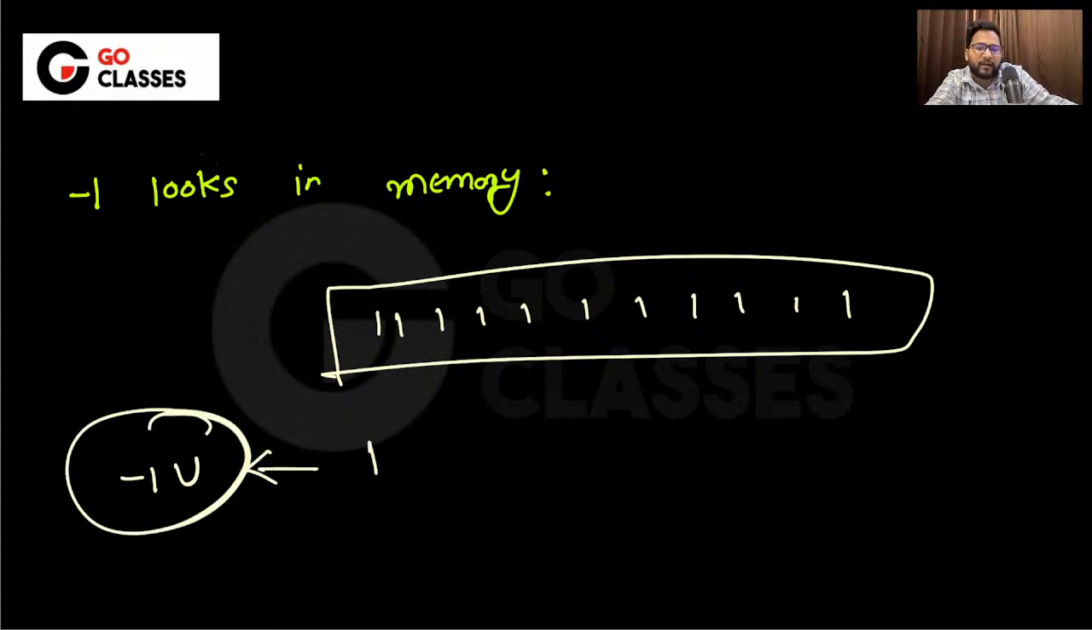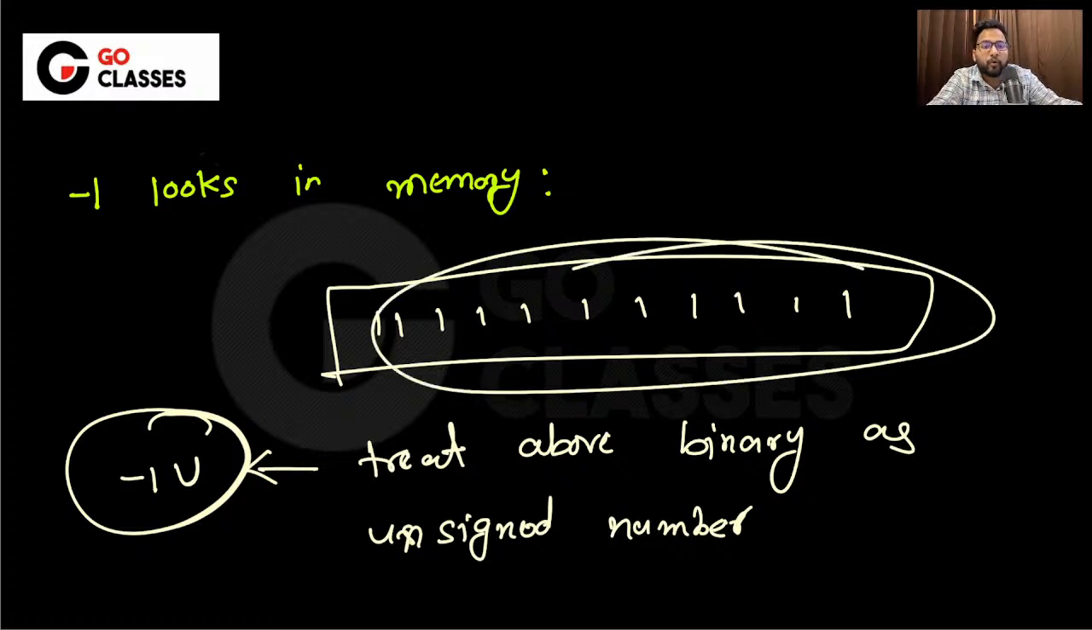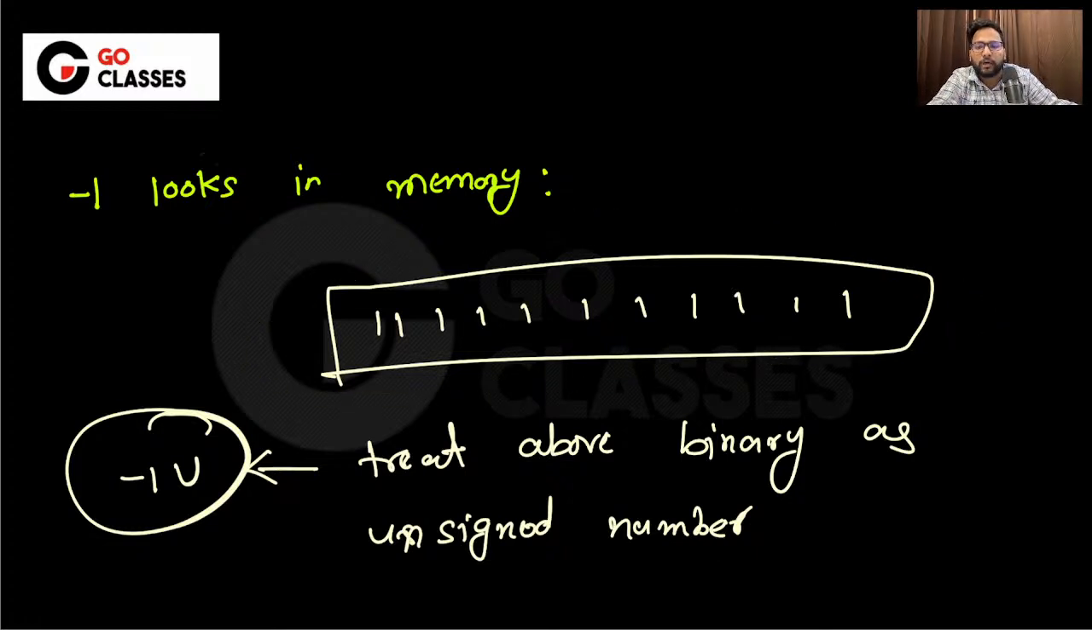Now if you are saying -1u, it means treat the above binary as unsigned number. Treat above binary as unsigned number. This is what -1u means, right? So basically what they are saying is, okay, treat this as unsigned number. Do you know what is this unsigned number? If you just treat this as a normal number, then what it will be?